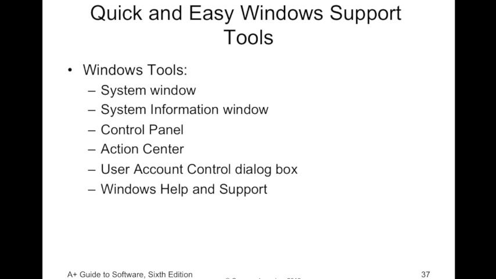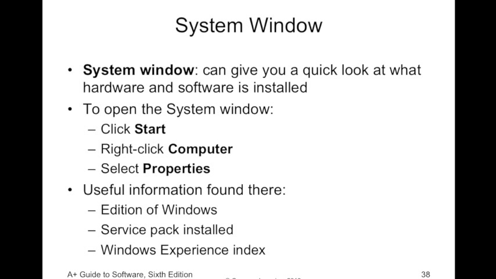Let's talk about some of the Windows tools that we're going to be discussing in our class. That's going to include the System window, System Information, Control Panel, Action Center, the User Account Control dialog box, or UAC, and the Help and Support. First one is going to be our System window.